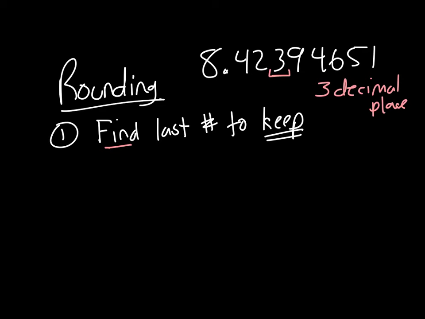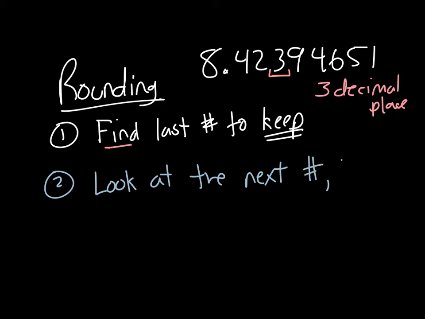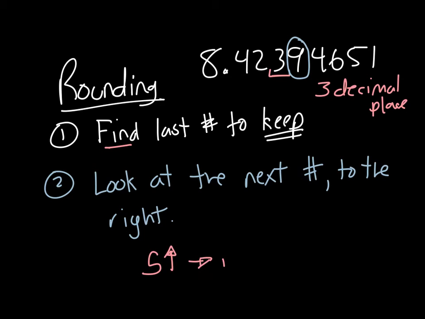So then the next thing that we're going to do is look at the next number. That's the number to the right. In our case here, that next number is a 9. That next number 9, before we get rid of everything, tells us what we're going to do with the number. Let's write this in pink here. If it is 5 and higher, then you increase your number by 1.